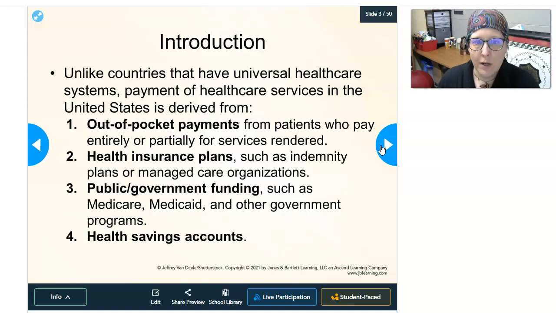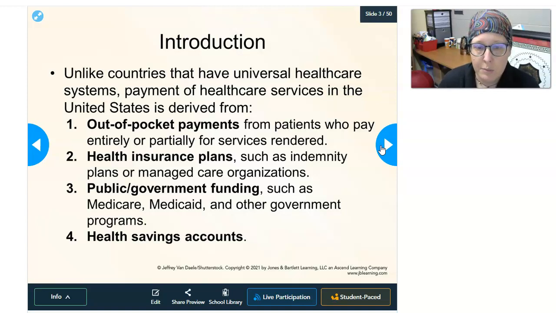All right, so unlike countries that have universal health care systems, payment of healthcare services in the U.S. is a mix of out-of-pocket payments for patients who pay entirely or partially for the services rendered. So if you have a copay, for example, that would be a part of an out-of-pocket, or if you're responsible for 20%, or if you have to meet a deductible, that would be an out-of-pocket. And then also if you're not covered and you're just paying straight cash for your services.